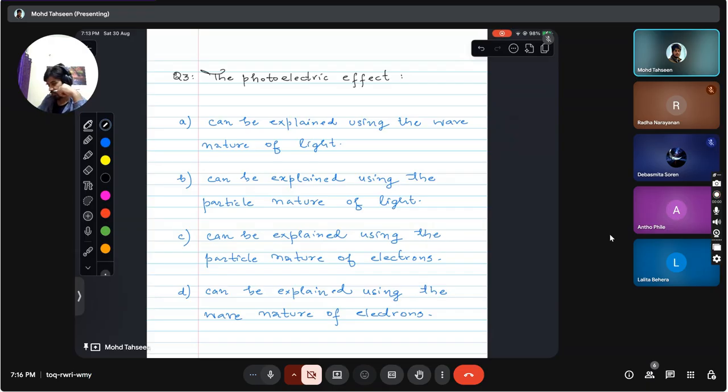Option B. Option B. Yes. Sorry. Was there any other comment? Does everyone agree that it's option B? Does anyone have an objection? Yes, Lalita.